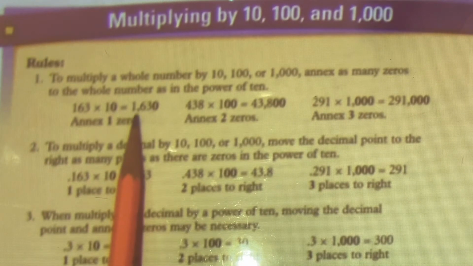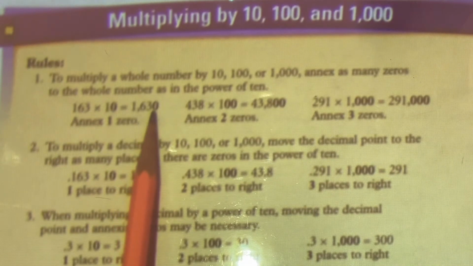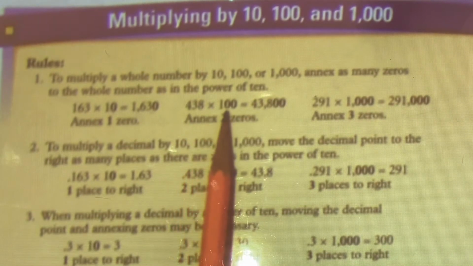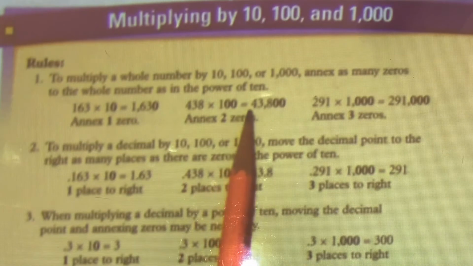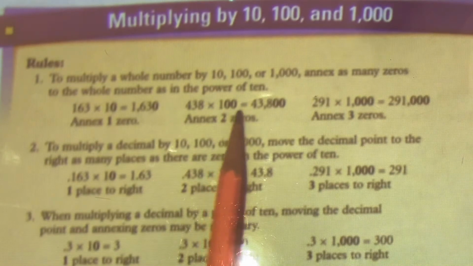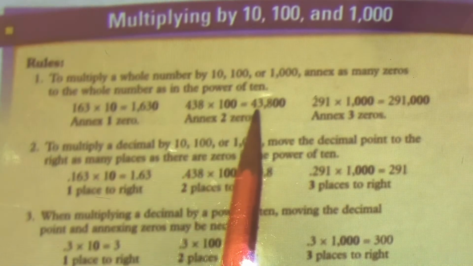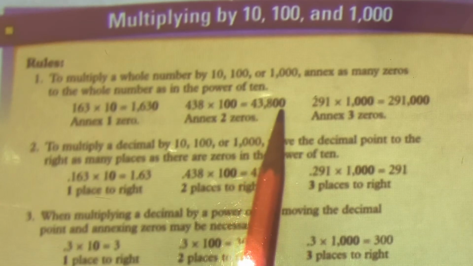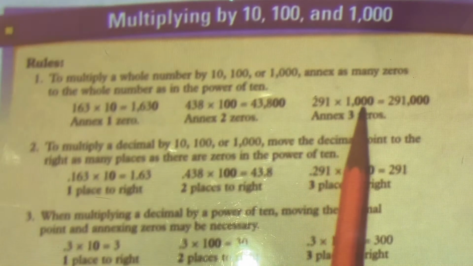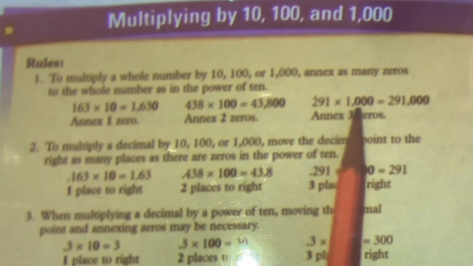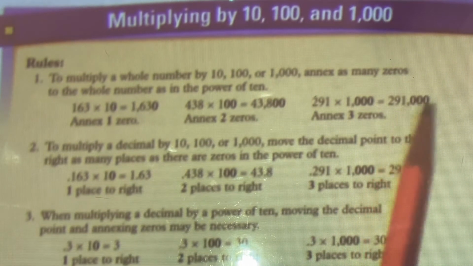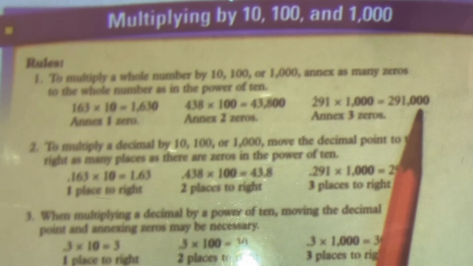And that makes the number 1,630. Second example, 438 times 100. So on our solution, we're going to add 2 zeros to the 438, and that makes the number 43,800. Third example, 291 times 1,000. That is going to be equal to 291,000. We add 3 zeros to the number. Okay?